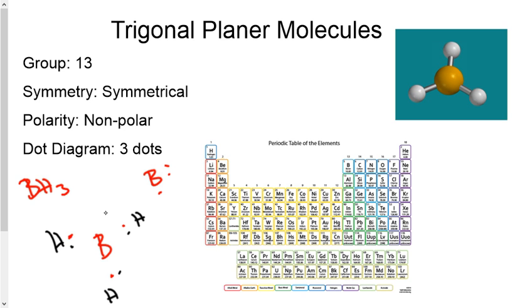This molecule is completely symmetrical everywhere. It's called trigonal planar because it's flat. This molecule has 120 degrees between everything. So it's completely symmetrical, therefore nonpolar. So group 13 makes nonpolar molecules, and they all make trigonal planar molecules.